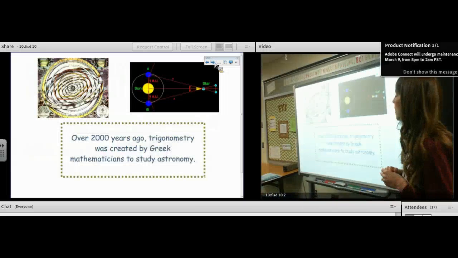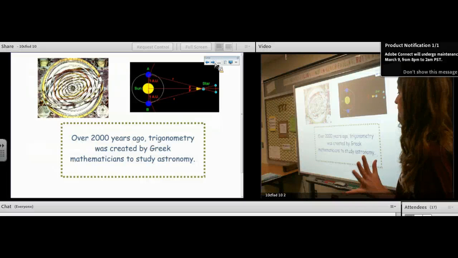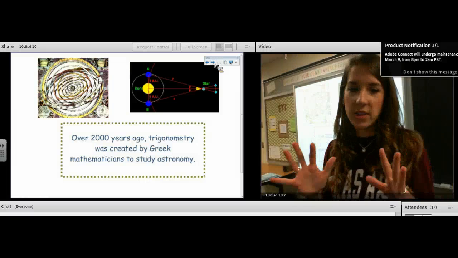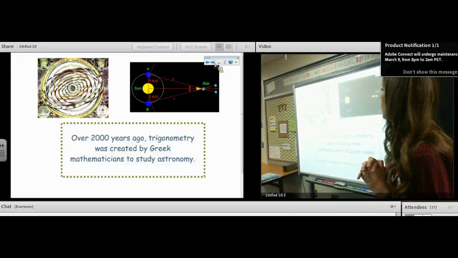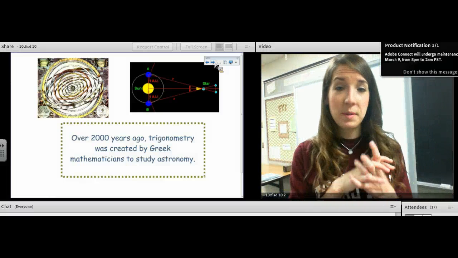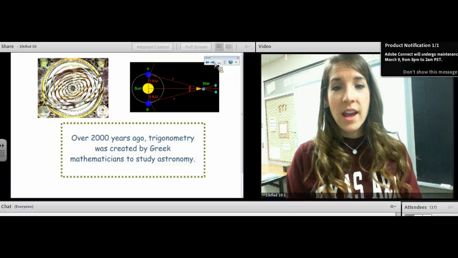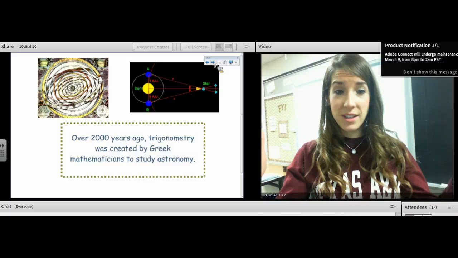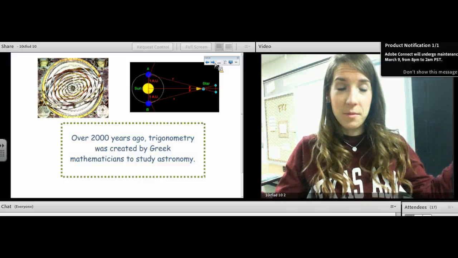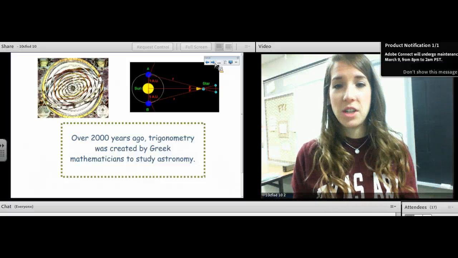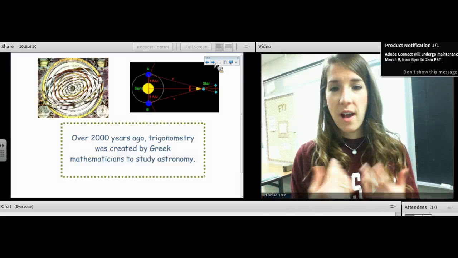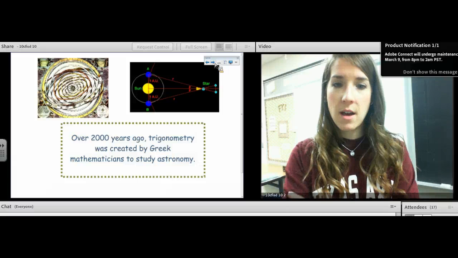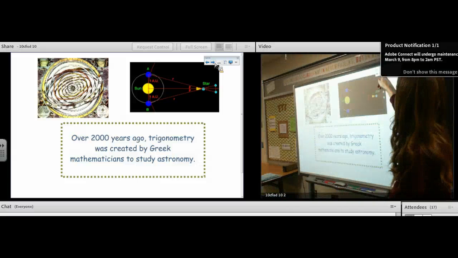Here are some examples, real quick. It was discovered by Greek mathematicians, probably around the time of Pythagoras. The whole reason they came up with trigonometry was because they wanted to study the stars. Trigonometry helps you do things like measure the distance from the Earth to the sun. Without modern technology, there were very few things they could do to find out how far away the sun was from the Earth. So they used trigonometry to help them study astronomy. That's how it came about.